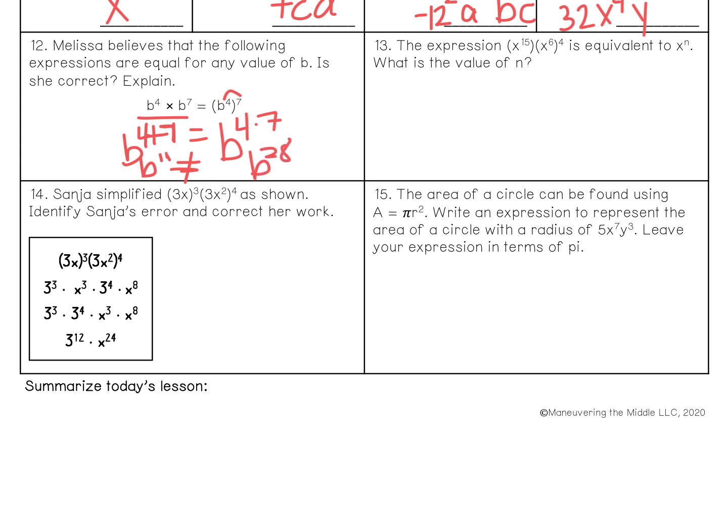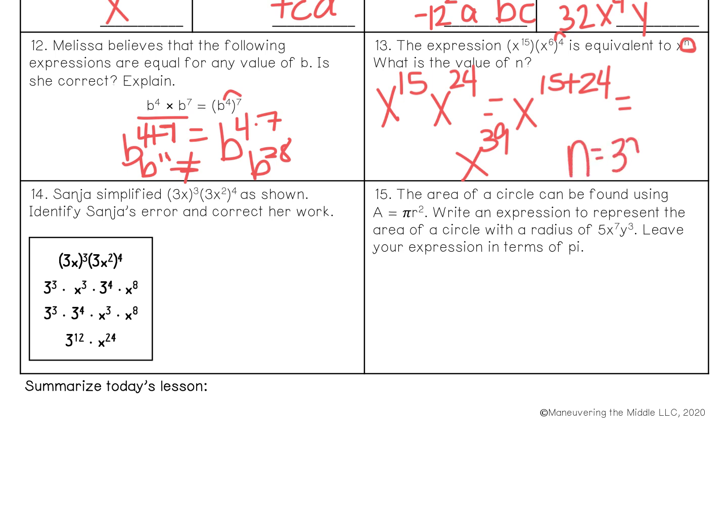Which expression, x to the 15 times x to the 6 to the 4th, is equivalent to x to the n? So what is the value of n? The n is the exponent, so we have x to the 15. We can distribute on this one. 6 times 4 is 24. And now we need to add these. X to the 15 plus 24 is x to the 39. And they're asking about n, so n equals 39.